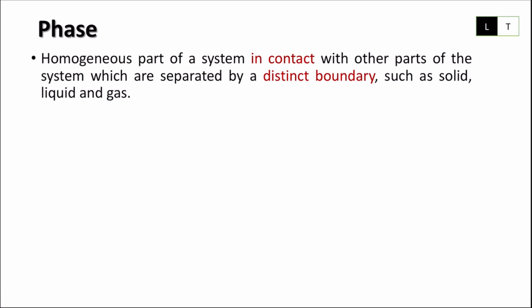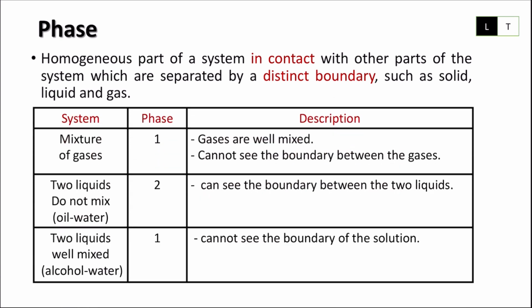Phase is homogeneous part of a system in contact with other parts of system that are separated by distinct boundary. For example, we can see the phases that we talk about in our topic here. States of matter, we have three. The first one solid, second liquid, and the third one gas. So this is how you want to identify based on system.